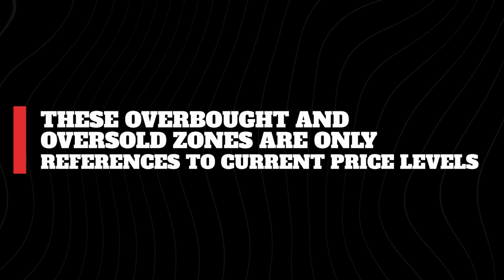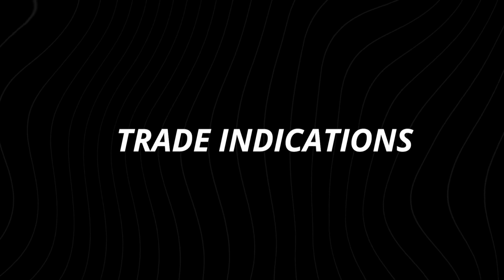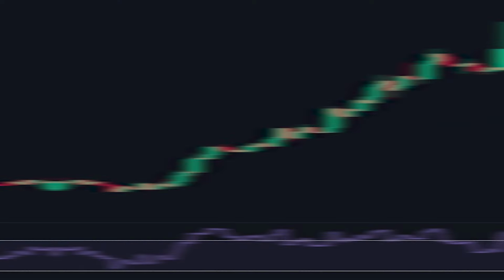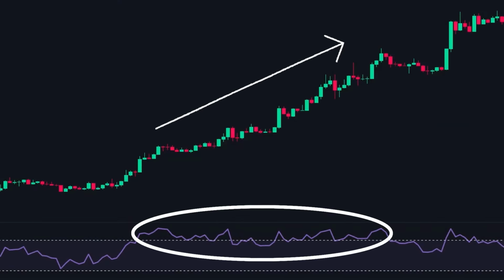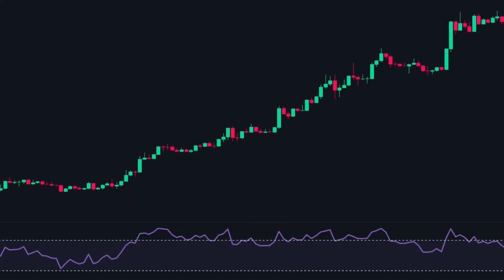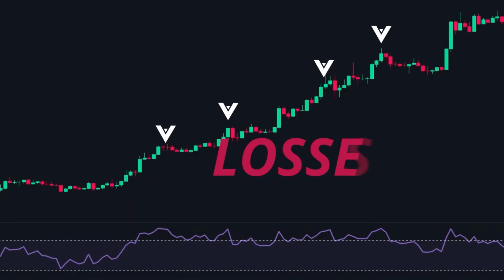These overbought and oversold zones are only references to current price levels. They are not trade indications in and of themselves. You should never trade entirely based on these zones. Typically, during an upswing, the RSI can remain in the overbought zone for extended periods of time with no retreat. In such instances, placing sell transactions simply based on overbought conditions might lead to losses.